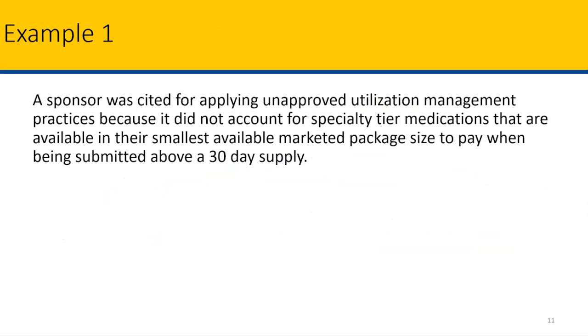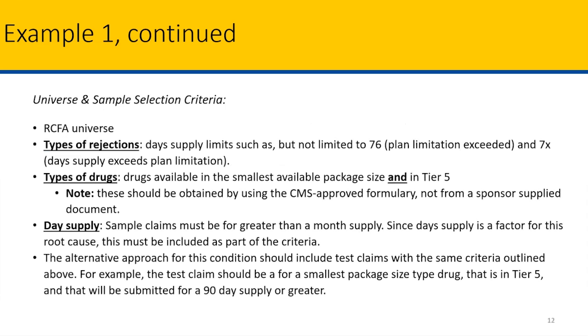Example 1. A sponsor was cited for applying unapproved utilization management practices because it did not account for specialty tier medications that are available in the smallest available marketed package size to pay when being submitted above a 30-day supply. The IVA should request an RCFA universe.